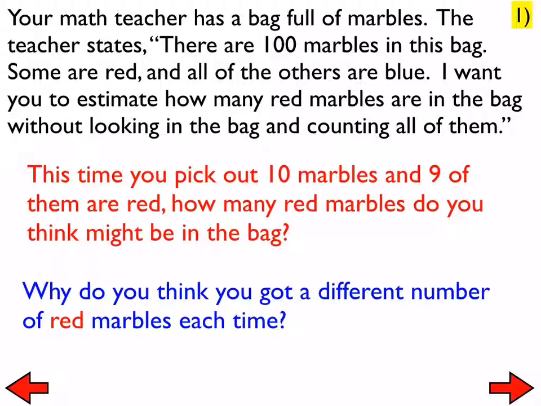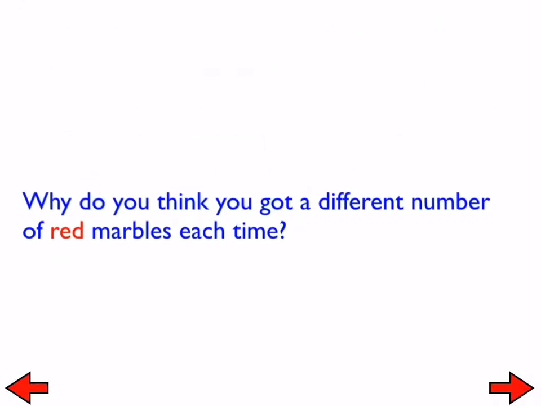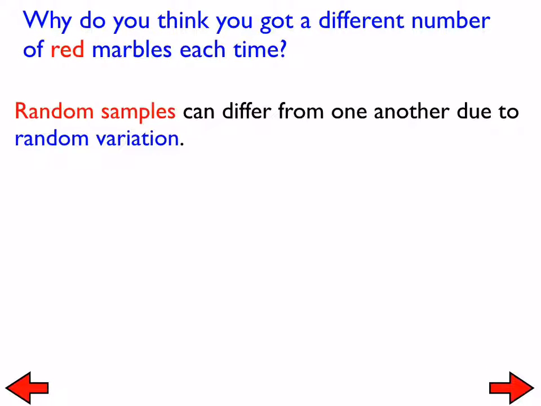Yeah, we're basically running an experiment or a simulation here, and we're going to use the idea of random sampling to try and hopefully figure out something close to the number of red marbles that are in that bag out of 100. All right. Random samples can differ from one another due to random variation. And I know we've got some blank areas to fill in here. Once again, random samples can differ from one another due to random variation.